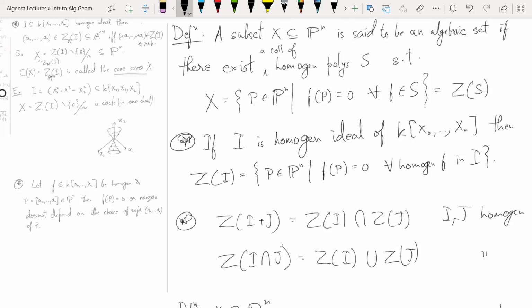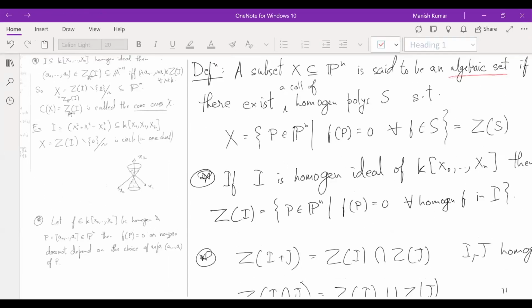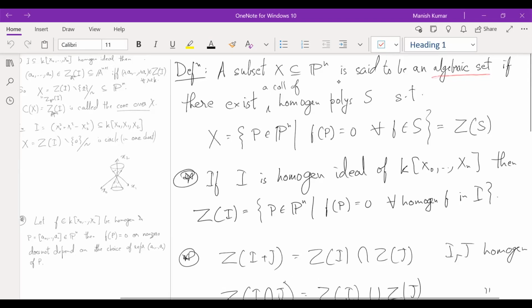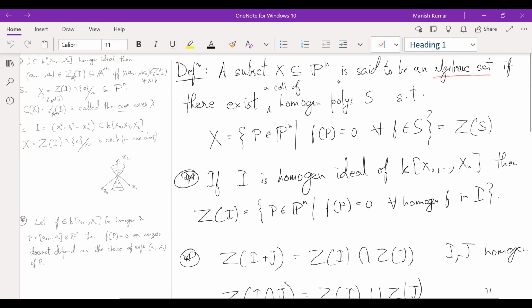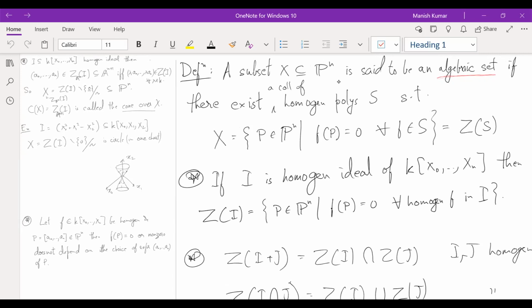So these are algebraic subsets of Pn. We have defined now what are algebraic subsets of Pn, and this will give us the topology. So is this clear, or do you have some comments, questions? We'll see more examples, I guess.